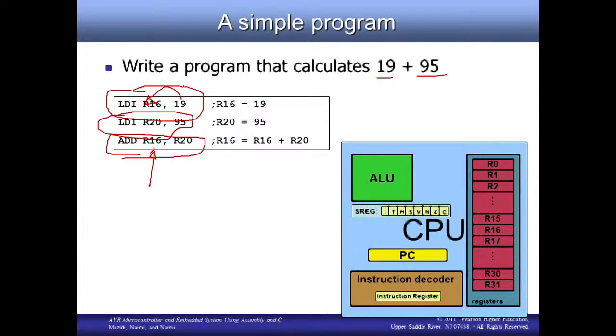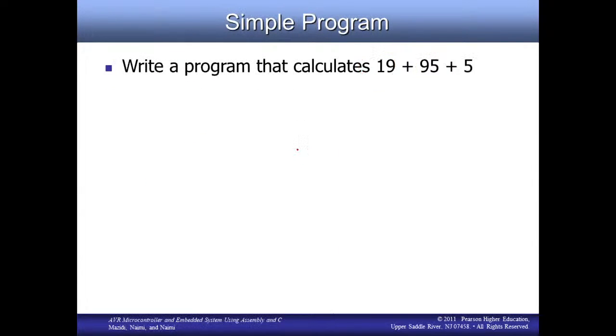Temporarily we are using these registers to store these values, and then we add both the registers. Okay, now try to calculate 19 plus 95 plus 5. Try to write a simple program for this operation.